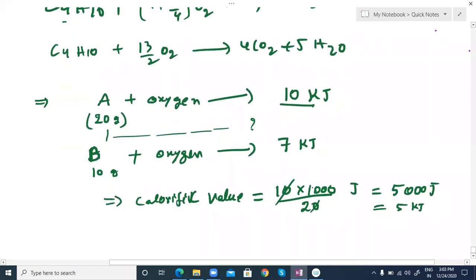Now the same thing for B also I am going to calculate, sir. For B, calorific value. This is 10 grams, 7 kilojoules, sir. Then 1 gram, how much? 7 into 1000 divided by 10. Check it first, are you doing it correctly or not? How much will you get here? 700 joules.